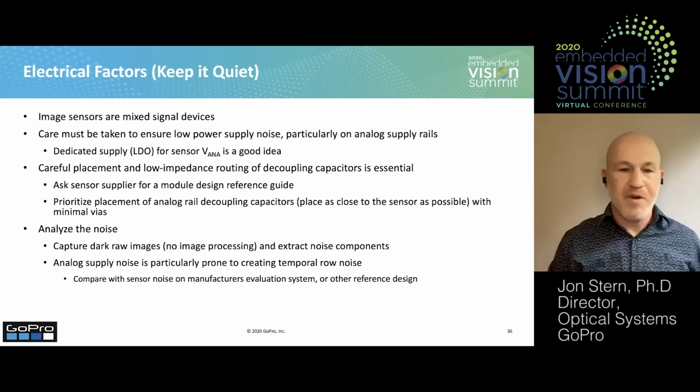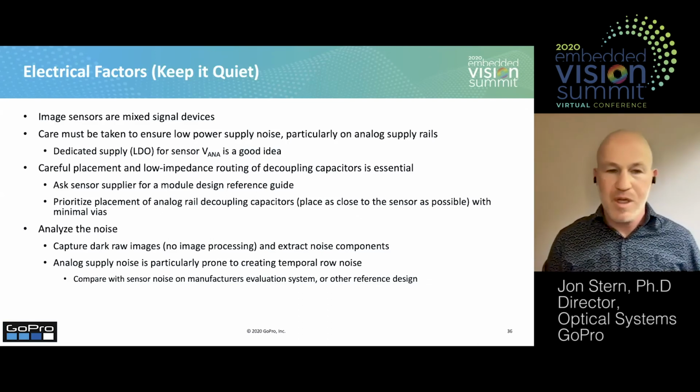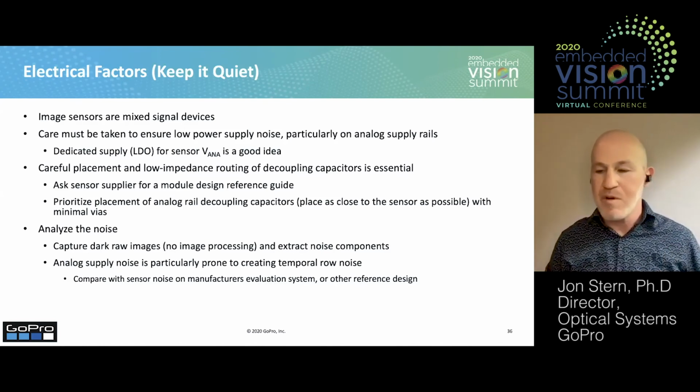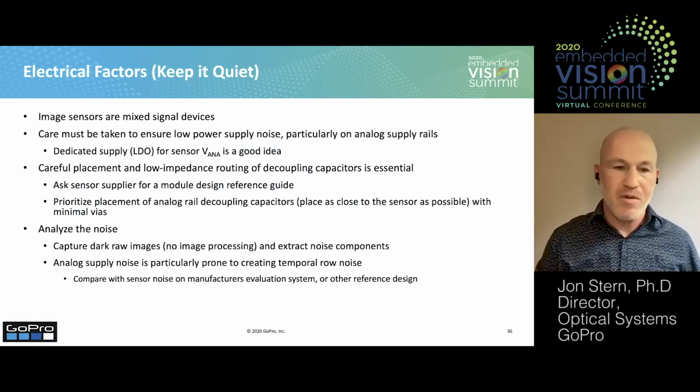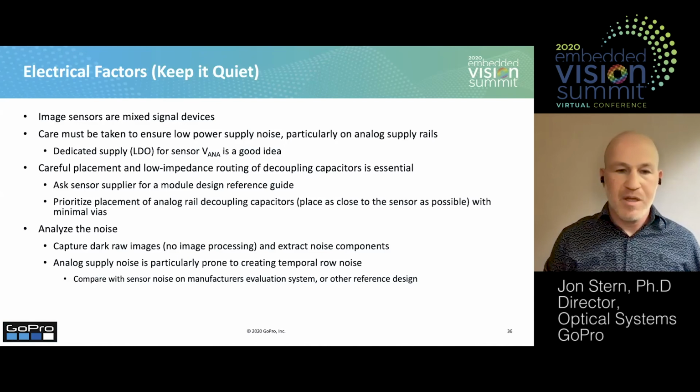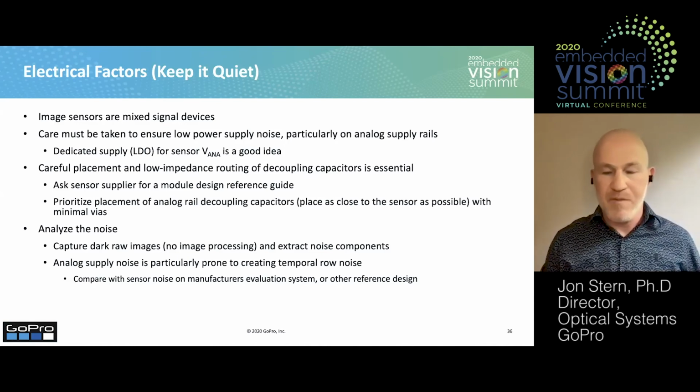And then once you have your first operating camera modules, you should capture images in the dark with no image processing and extract the different noise components. The analog supply is particularly prone to creating temporal row noise. So if you look at the temporal row noise in your captured images, and if it's worse than the manufacturer's evaluation system or some other reference design, the chances are that you need to improve the noise on the analog supply with filtering or changes to layout.